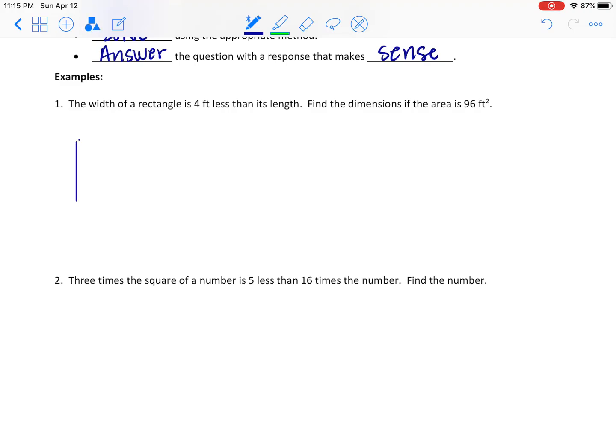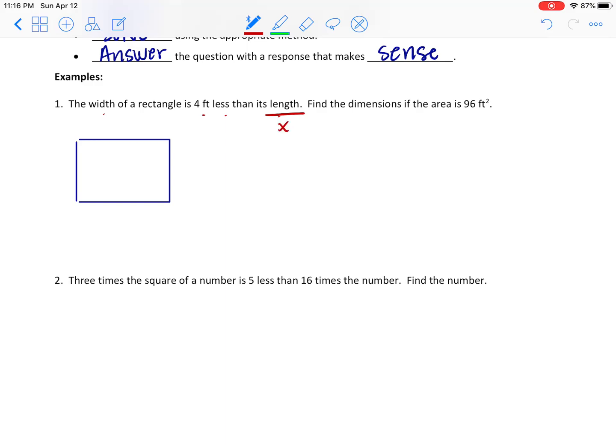So we've got a rectangle problem here. And not too bad, I should have not lifted the pen, but there's our rectangle. So the width of the rectangle is 4 feet less than the length, and the area of this rectangle is 96 feet squared. So we're trying to find both dimensions, but we don't want two variables in one quadratic equation. So we have to decide, is the length the variable or is the width the variable? And the way we decide is by looking back at what we're given here. It says that the width of a rectangle is 4 feet less than the length. So I know something about the width, which means this is not going to be the variable. So the variable is going to be the length.